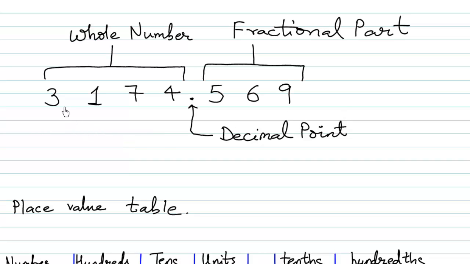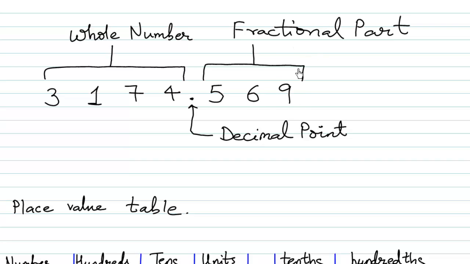So consider this number, 3174.569. So over here, 3174, the number written before the decimal point, is considered to be the whole number. And we know whole numbers start from 0, 1, 2, 3, and therefore 3174 is a whole number. And then we have this decimal point. And then this 569 is the fractional part.